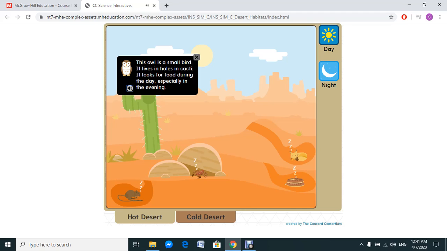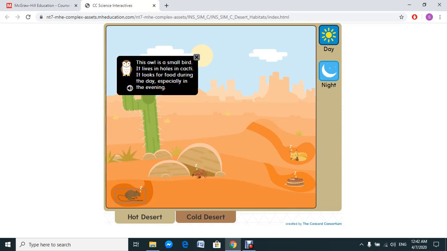This owl is a small bird. We all know the owl. It lives in cacti. We know the cactus; cacti is the plural. So it lives in holes inside the cacti. It looks for food during the day, but usually in the evening. Why in the evening? Because maybe it is colder.